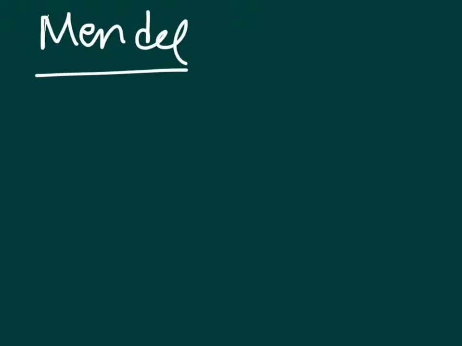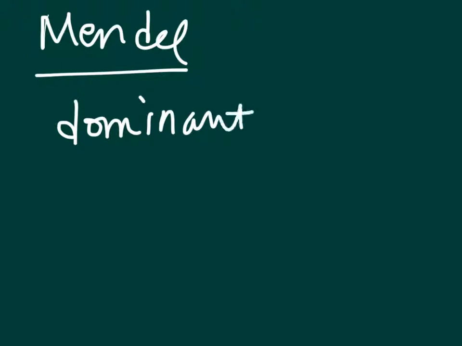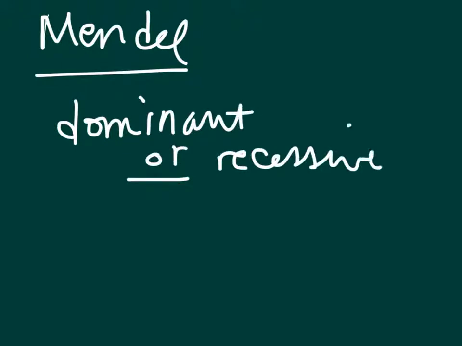Either dominant or recessive, right? So Mendel, he's our dominant or recessive. That's what he taught us. And really what that means is he taught us all the either-ors.